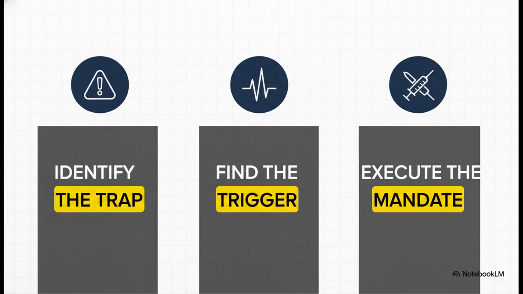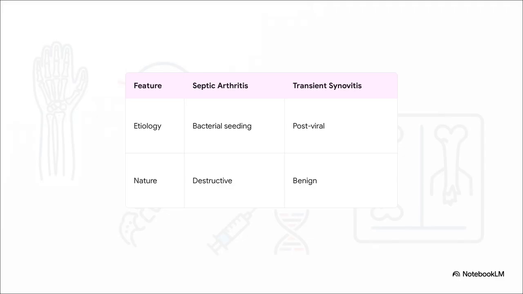We're keeping this strictly peer-to-peer and professional. Your objective today is simple: identify the trap, find the clinical trigger, and execute the surgical mandate. Let's go. First up, the inflammatory matrix.